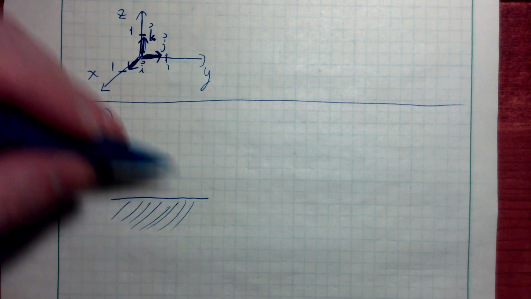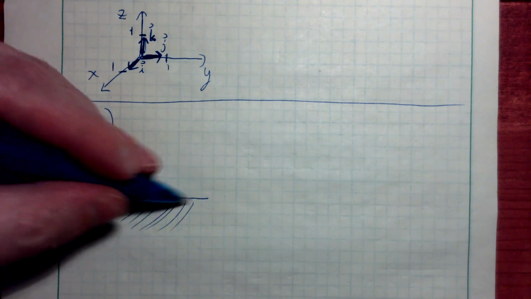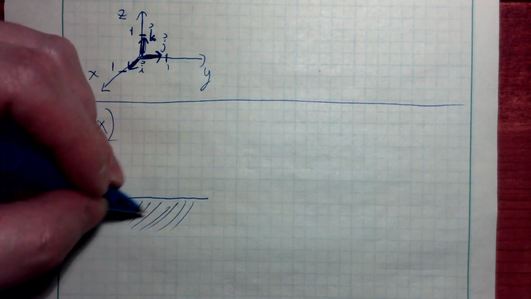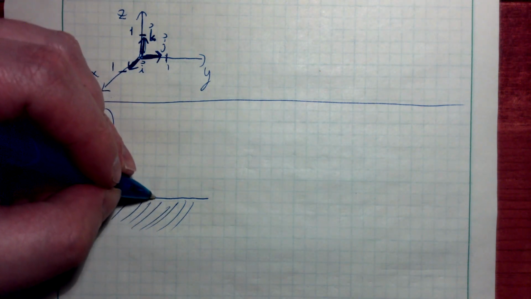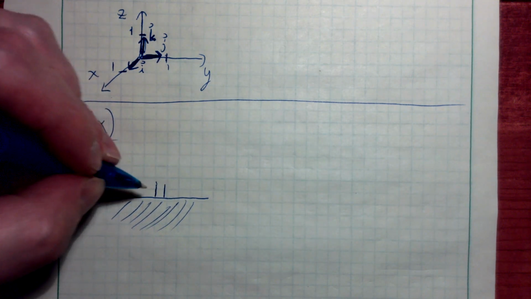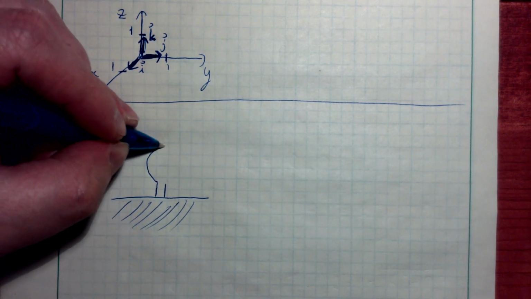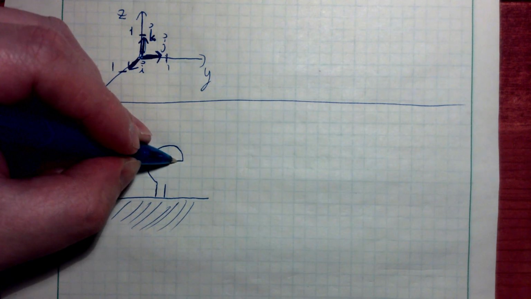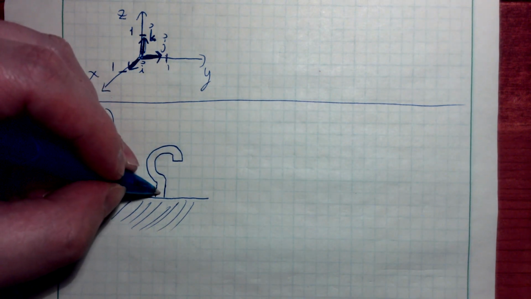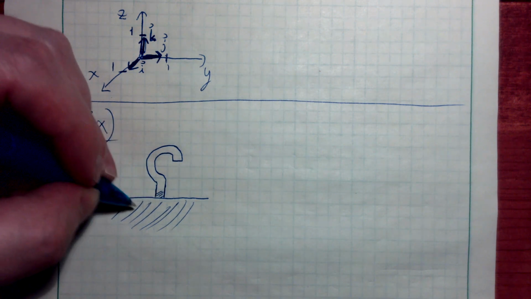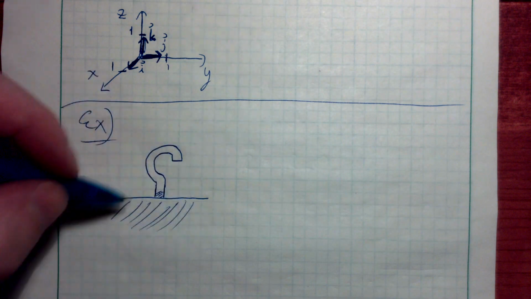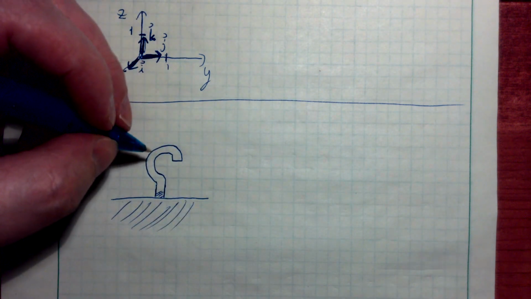So this is like the ground. Anytime I draw a surface and I draw kind of hatches like this, I'm saying this is a solid surface. This does not move. And let's say we put kind of an eye hook into this. What do I mean by that? Well, you've probably seen them before. It's like this hook. It's got kind of a ring on it, and there's probably some threads that you can screw this into. If this is a wooden board, for example, I could screw this down into it.